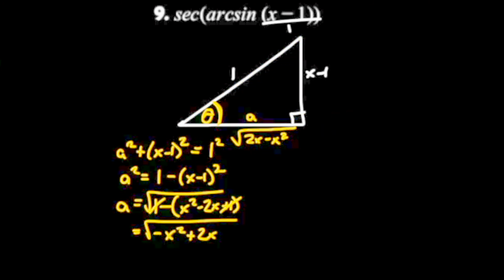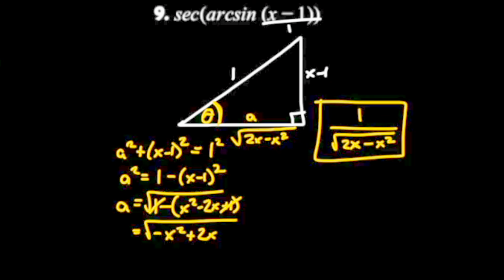So the answer to this question would be hypotenuse first, so 1 over the square root of 2x minus x squared. Again, since this is such a complicated expression in the denominator, I'm not going to worry about rationalizing it, because it wouldn't look much better with it on top. So I'll leave my final answer written this way.